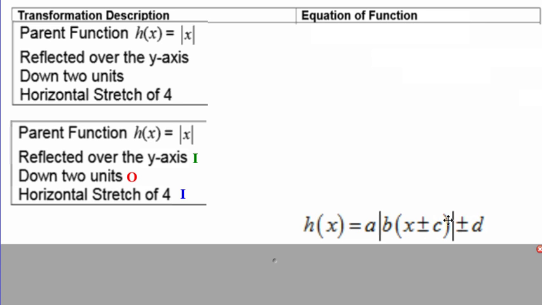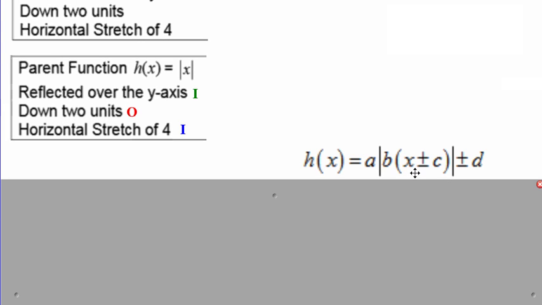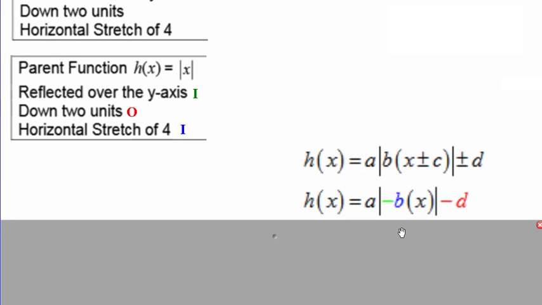Input changes happen inside with the x. B is talking about horizontally stretching and reflecting over the y-axis, and the C position would be moving left and right. So we have the input changes happening here. Reflecting over the y-axis is the opposite of the x's, and then the stretching of 4 would happen in that B position.